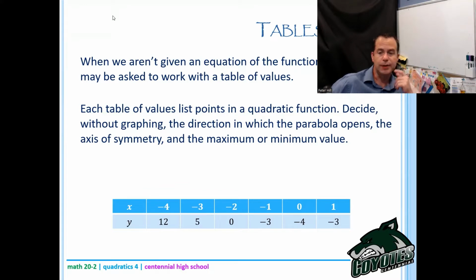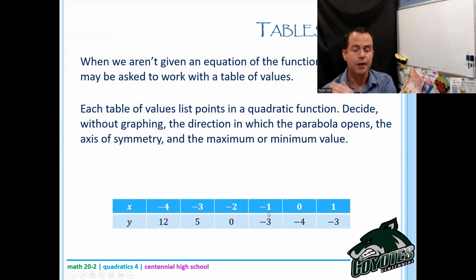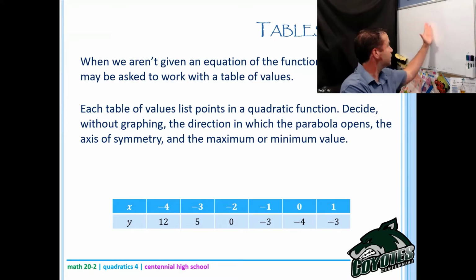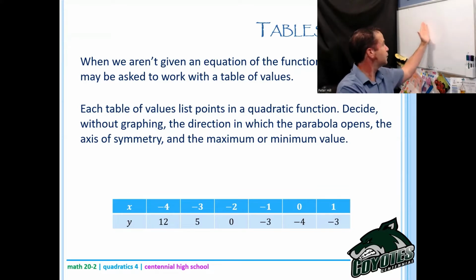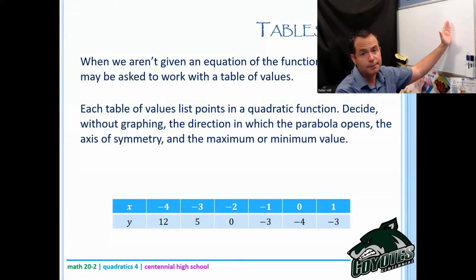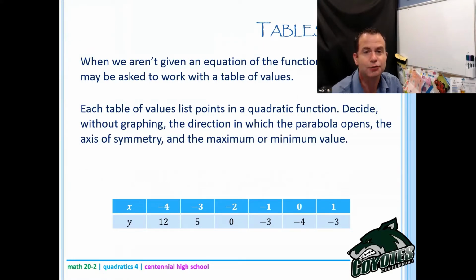Okay, so take a look at this. X is going from -4 to -3 to -2 to -1. So what I need you to see there is that our eyes are scanning from the left to the right of the table, or left to the right of the graph.